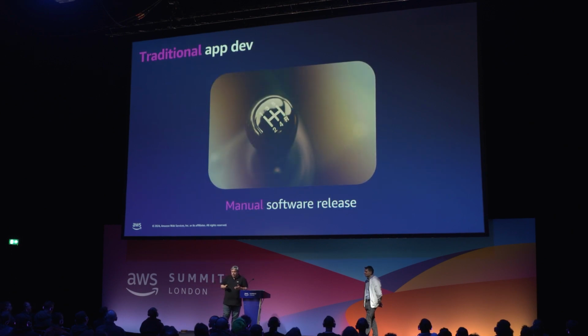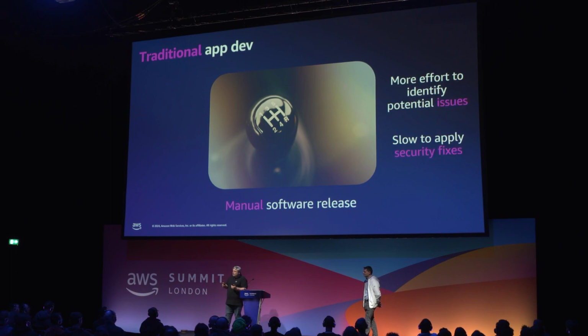Now, if we think about traditional application development, we typically had a manual software release process or a manual development cycle. So we would go through our application, we develop the application, we then start building into our build environment, we go through a build process, then we do some testing, and then we deploy it manually onto the tin. It's really hard in a lot of those processes to actually identify potential issues.